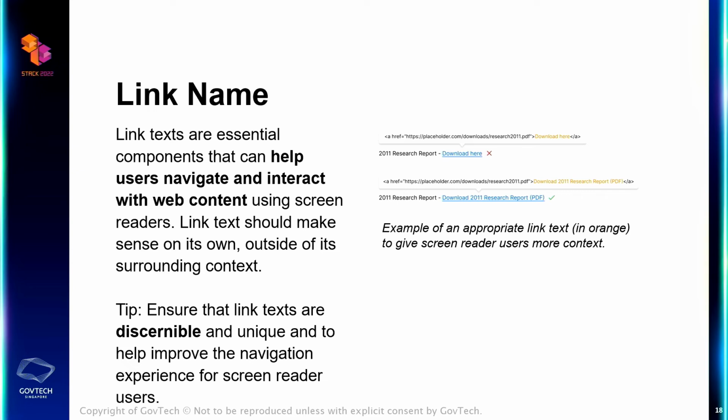So for example, again, bringing your attention to the screenshot. In there you see that the first link shows just "download here". This is not very clear for the users. Whereas what you can do is to specify what the user is actually downloading. So in this case, it will be "download 2011 research report". For those who are using screen readers, immediately they will know that this is a 2011 research report.